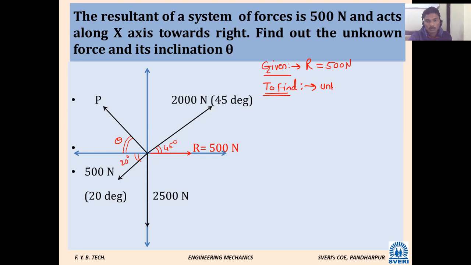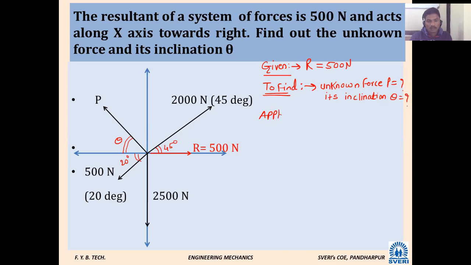We have to find the unknown force P and its inclination theta, which is one of the forces in the system. The problem is the same as the previous one, so you can apply the same logic here also.